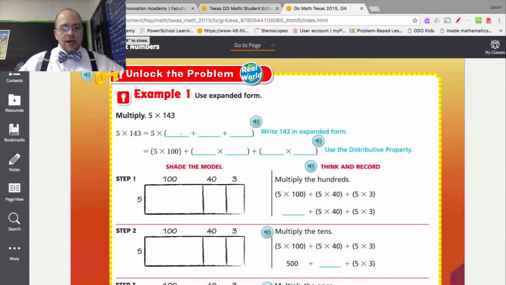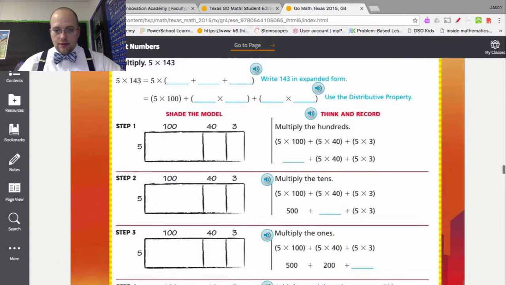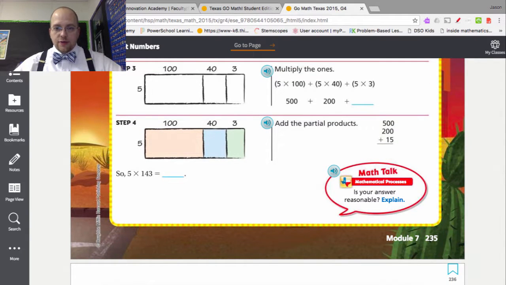So, for instance, if we have 5 times 143, how do you write 143 in expanded form? Well, we have 100 plus 40 plus 3. So 5 times 100, 5 times 40, and 5 times 3. If I multiply all of these little parts out, that's 500. And then 5 times 40 is 200. If I do the ones place the same way, 5 times 3 is 15.